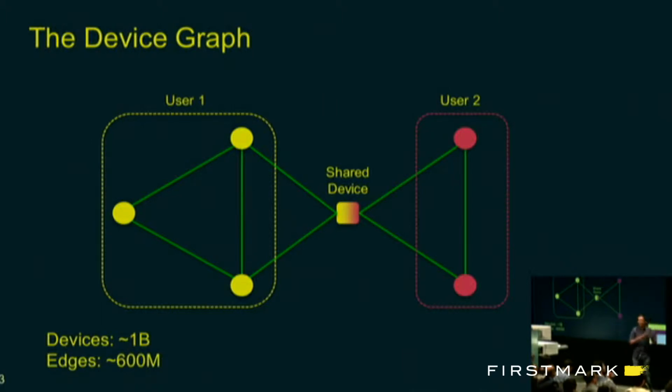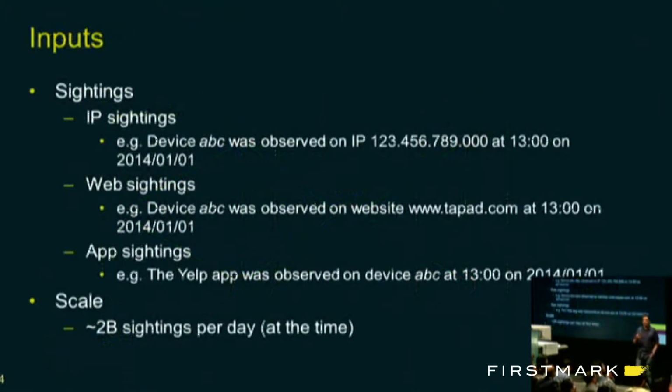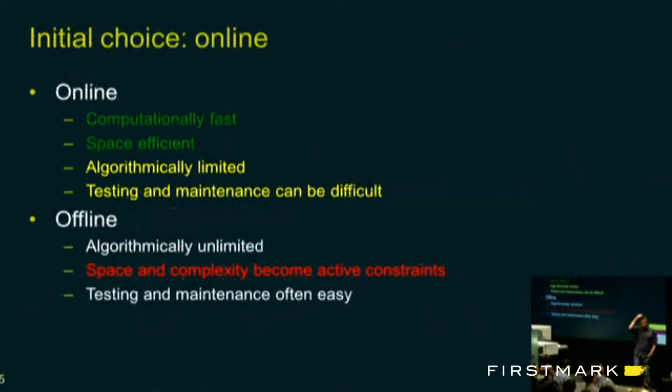And how do we make this device graph? What's the input to this? Basically, sightings. Really simple things. They have 3 types of categories. You saw a device at a particular IP at a particular time, you saw a device at a particular website at a particular time, and maybe you saw an app active on a device at a particular time. The scale of these sightings at the time we first might attack this problem is about 2 billion sightings per day. And you say, okay, I have this problem. Do I want to go offline or online? Let's go through the pros and cons real quick. This is the way we thought about it at the time.